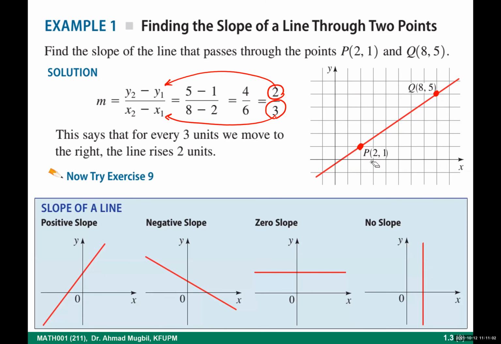Now, we have agreed that the vertical line has no slope. Its slope is undefined. What about the horizontal? It has 0 slope. Why? If you take 2 points on this line, the y coordinate will be the same. If this point is x1 and y1, this point will be x2, another x, but the same y. So you will have y1 minus y1, it will be 0. 0 over a number that is not 0 is 0.